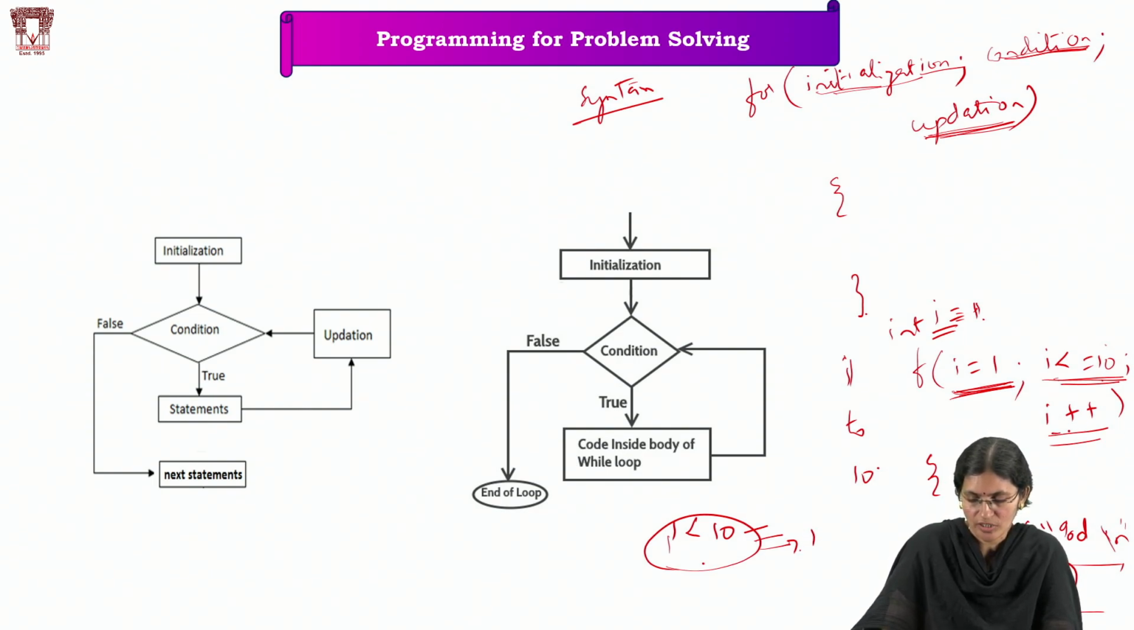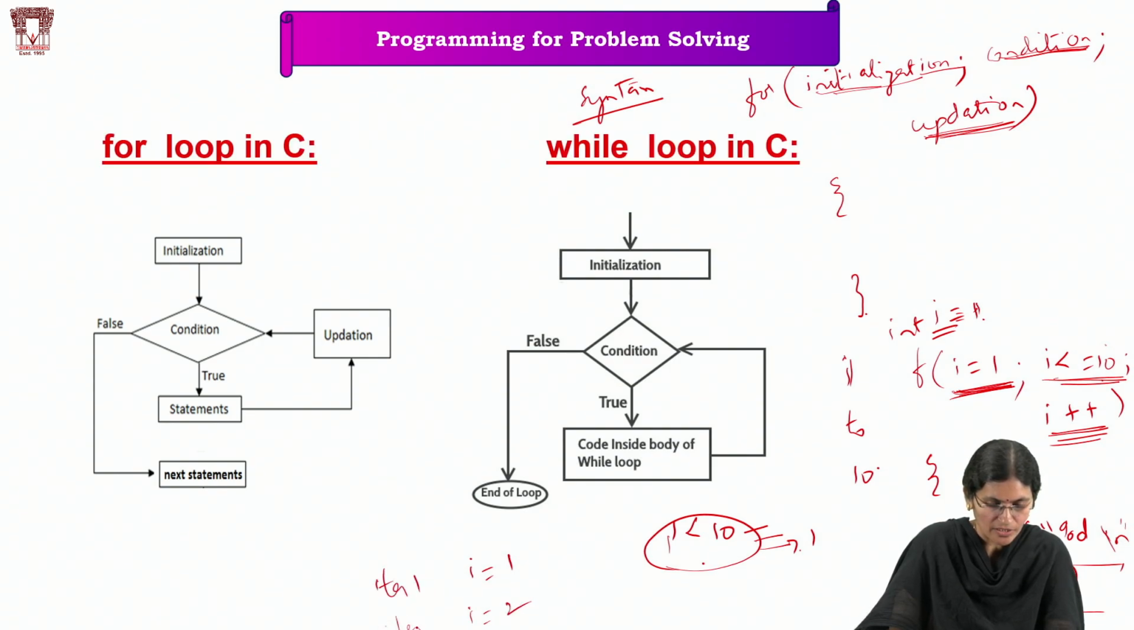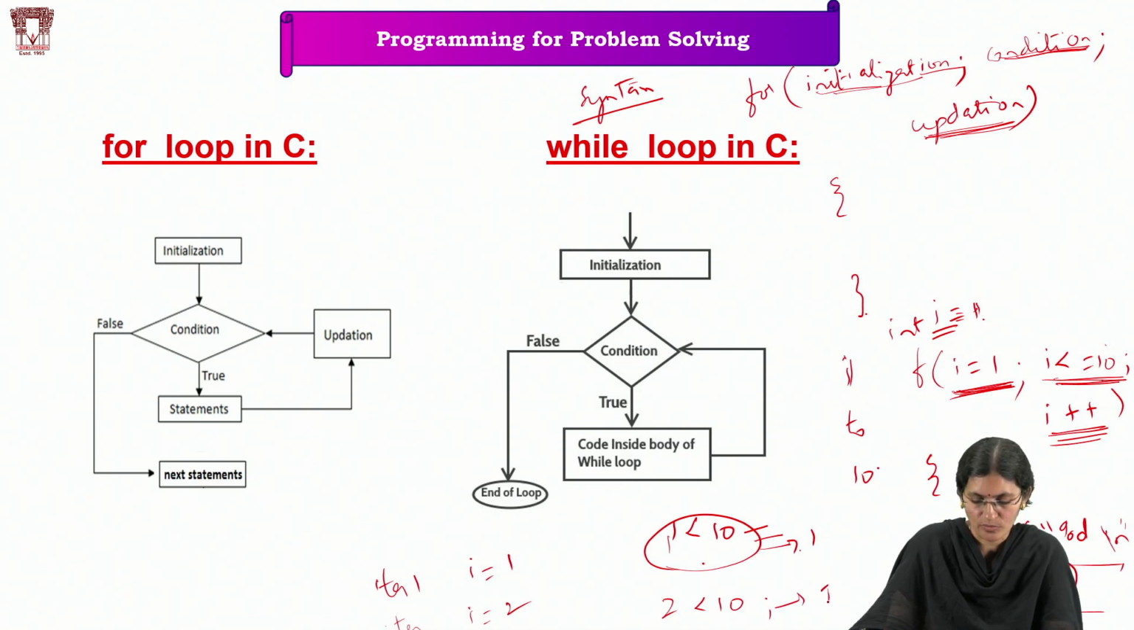Next, after that the i value is incremented by 1. Initially i is 1, since we have initialized it to 1. In the next iteration, the i value is incremented by 1, so i becomes 2. Next, again the condition is checked. So 2 is less than 10, therefore this evaluates to true. So it will enter the for loop, this printf statement will be executed, and 2 will be printed.